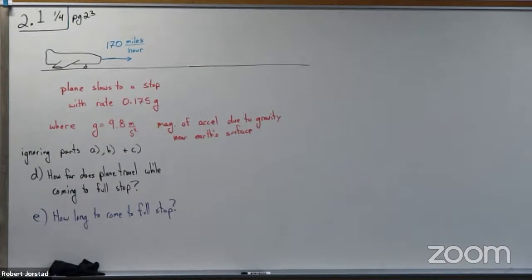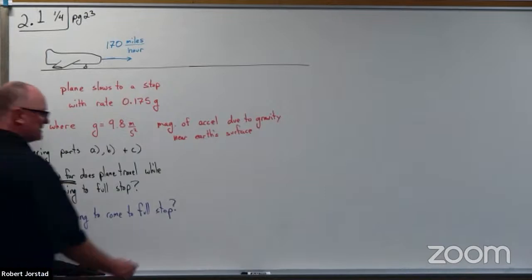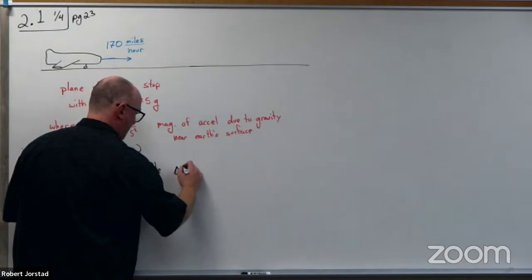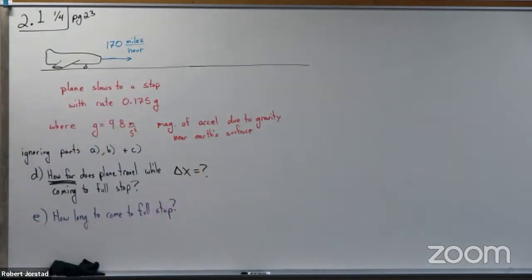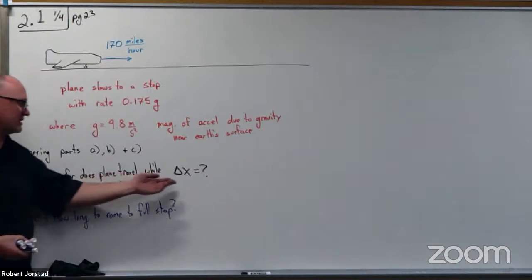And anyways, let's go on to part D of this question. How far does this plane travel while it's coming to a full stop? And E, how long does it take to come to a full stop? First thing you need to do: how far, what are we looking for? What are we trying to find? How far is, in this case, delta x. That's what I'm looking for in this problem. I need to learn something about the change in the position.